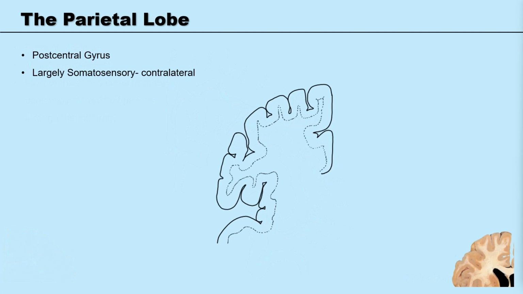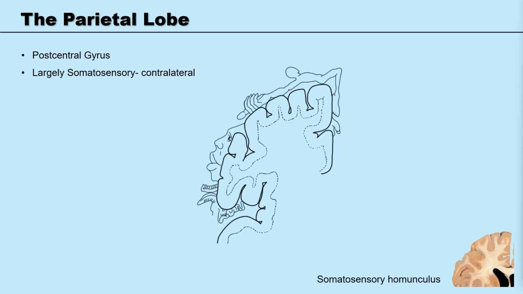The parietal lobe we have already discovered houses the postcentral gyrus, so we know it is responsible for general somatosensory perception. Again, this is contralateral, so the right hemisphere postcentral gyrus receives messages from the left side of our body. Again, after gentle probing and mapping out, we have been able to provide a sensory homunculus.